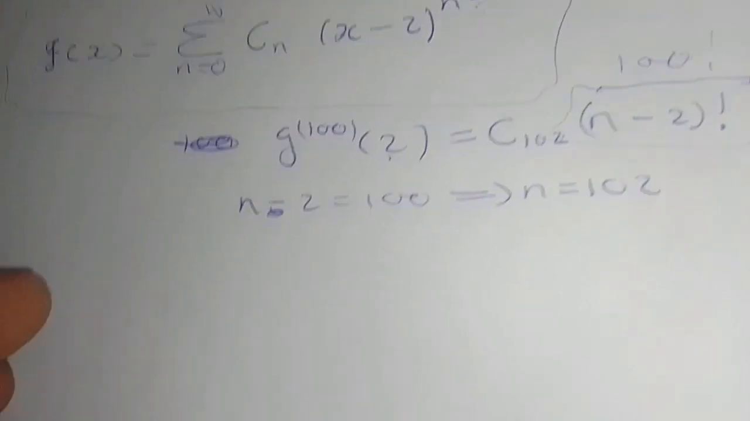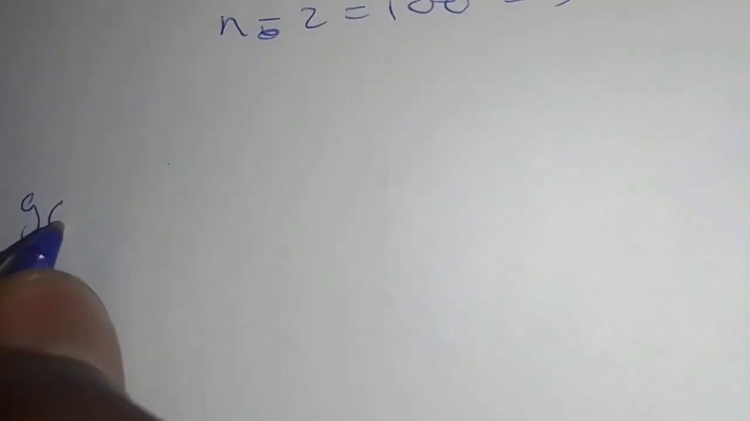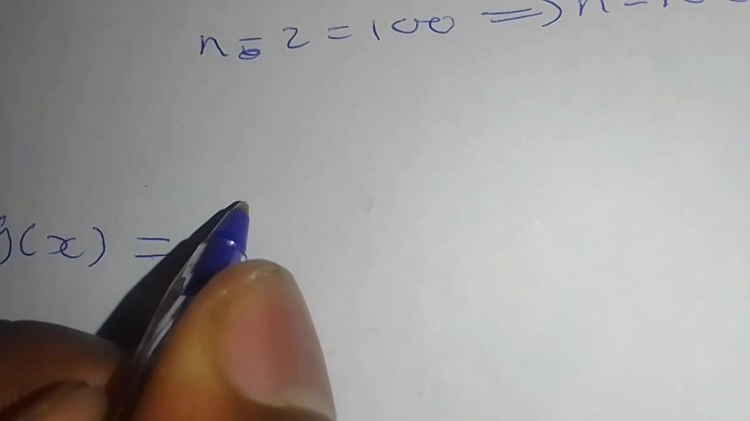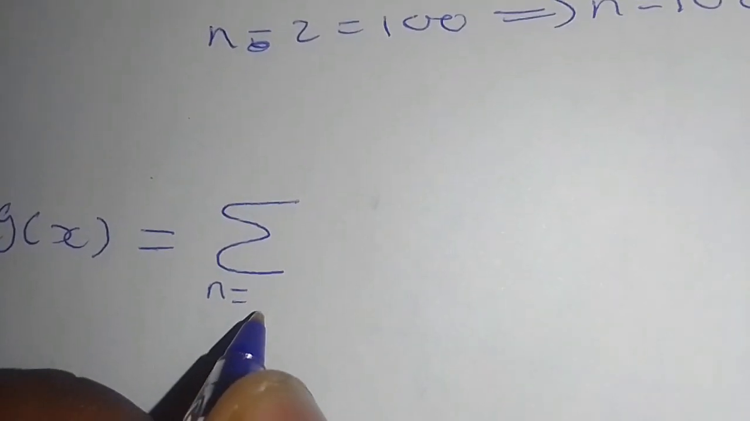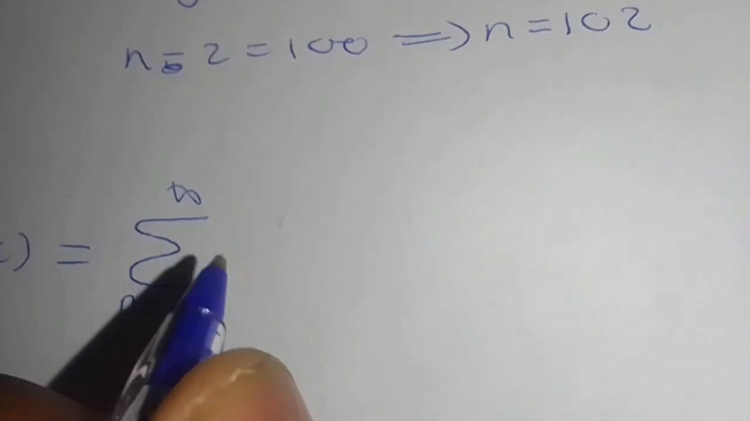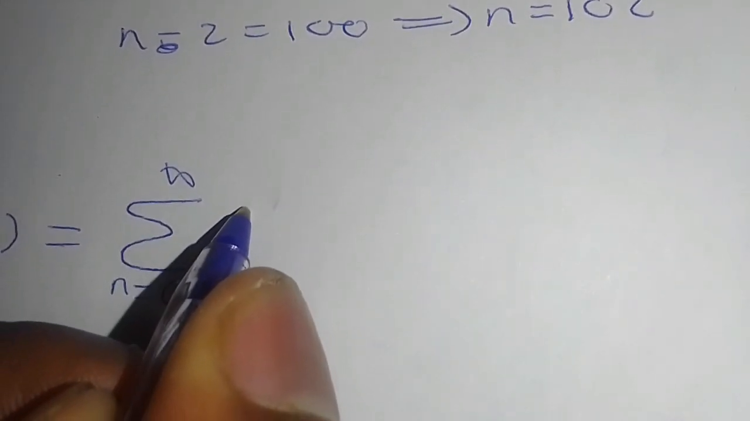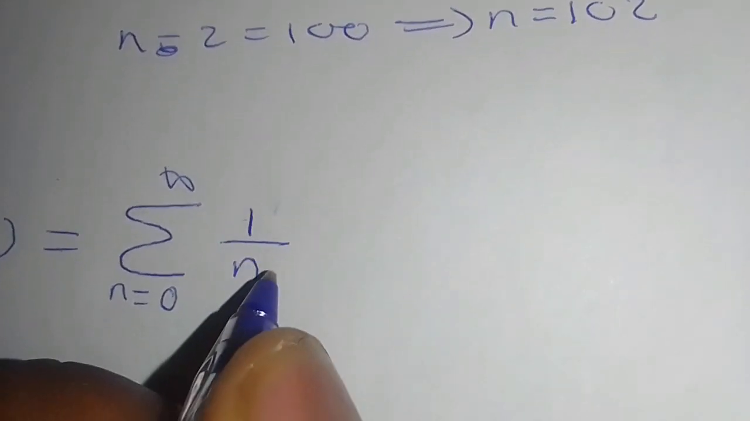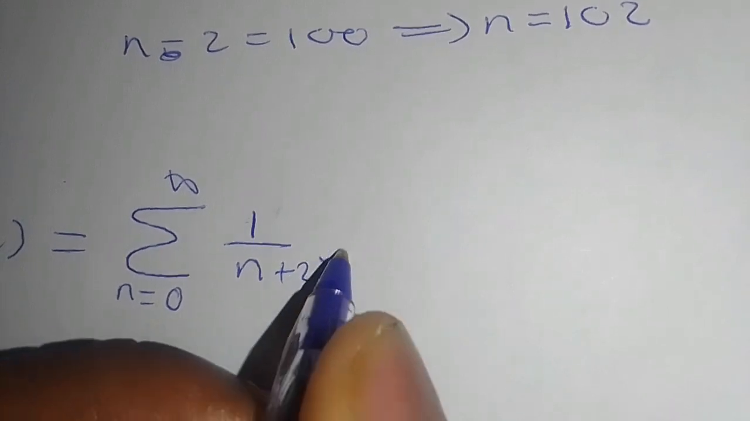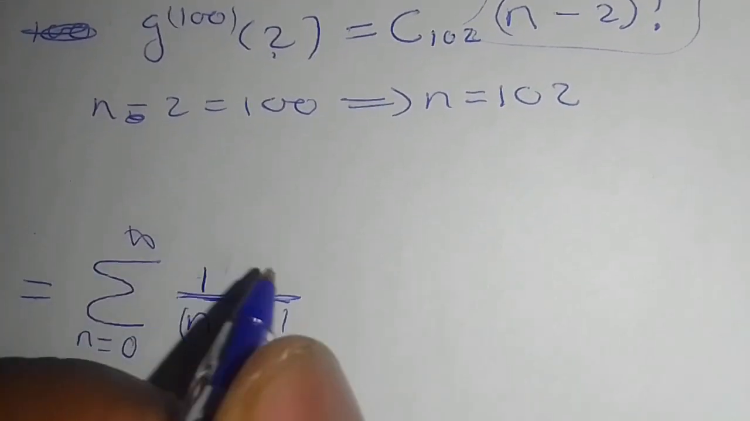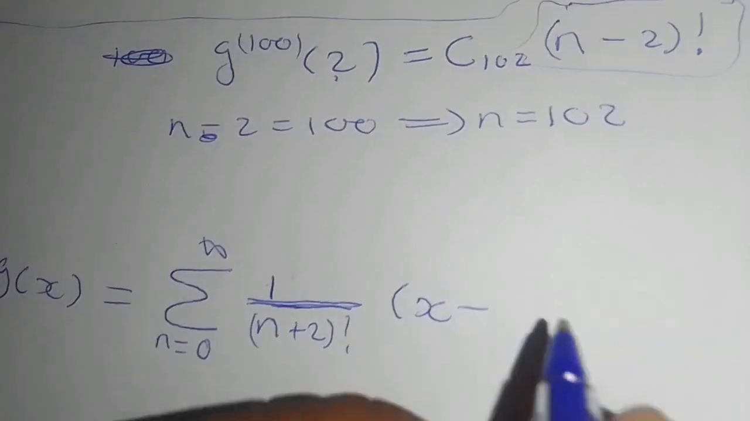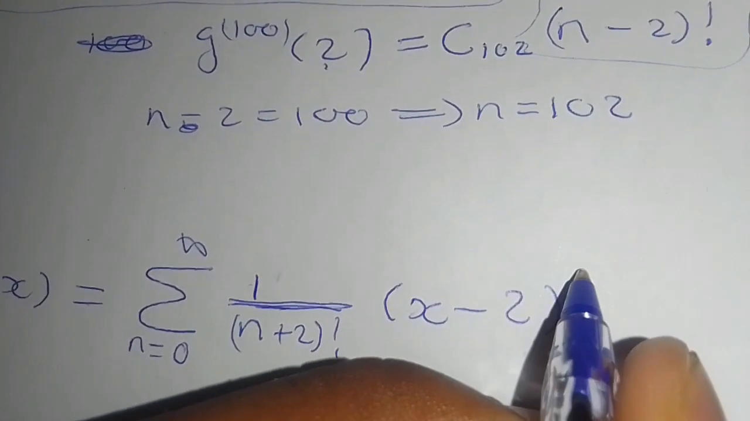Okay, let me give you an example of what we have. So suppose they give you g of x equals, let's say, the summation from where n equals 0 to infinity of, let's say, 1 over (n plus 2) factorial multiplied by (x minus 2) factorial.